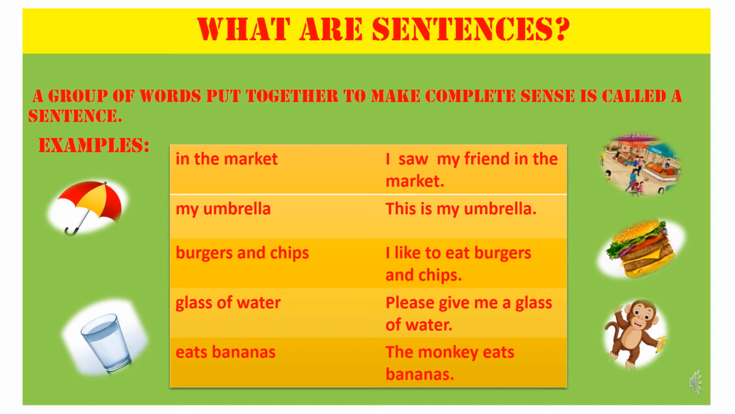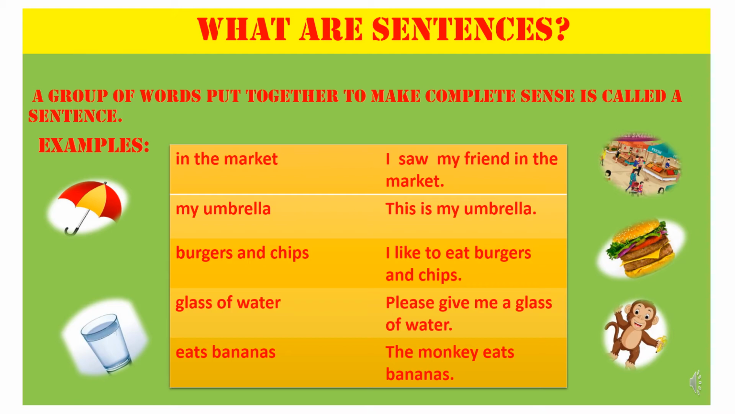Burgers and chips. Okay, yummy burgers and chips. Yes, ma'am. I like to eat burgers and chips. Ma'am, I go to the mall and eat burgers and chips. So, if you say this, then it is a complete meaningful sentence. But if I only say burgers and chips, it does not make any sense. Nobody will understand what I am trying to say.